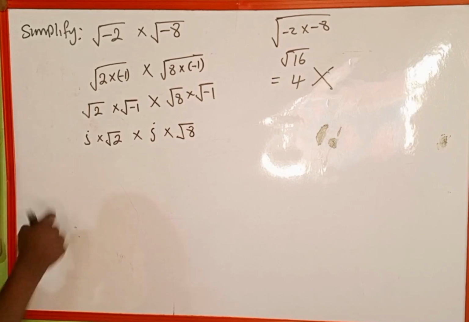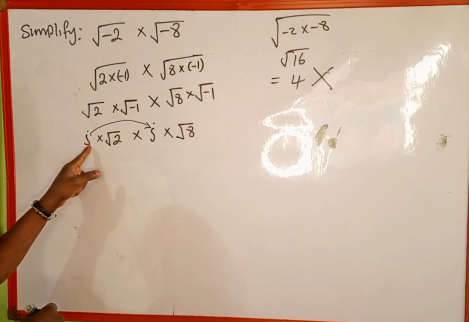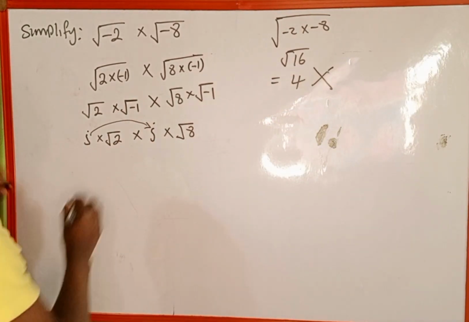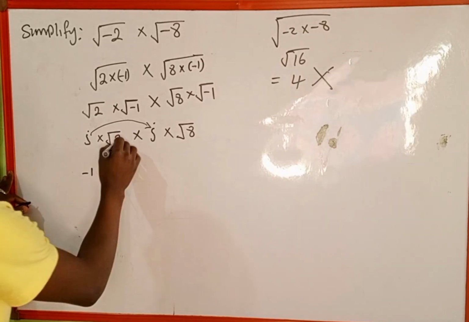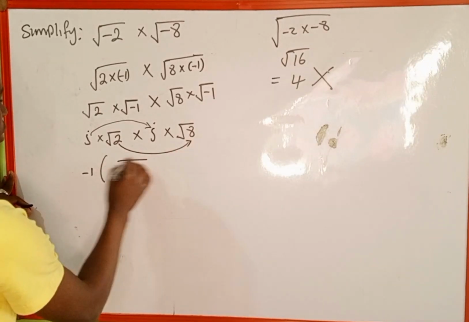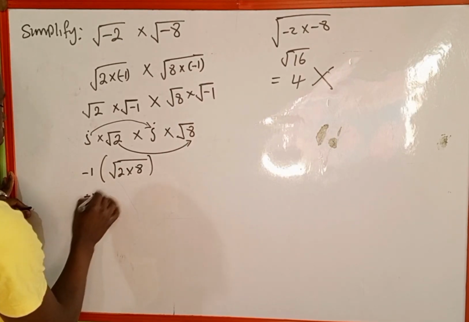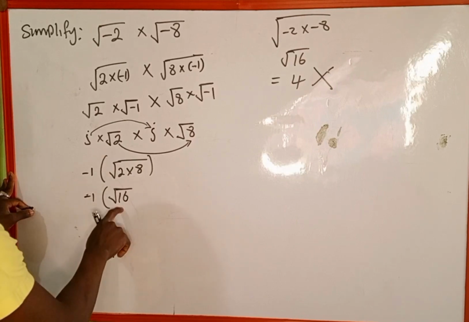Now we're going to do what? We're going to multiply this i together. And if you multiply i multiplied by i, by definition, it's going to give us -1. So we're going to have -1 and open bracket. Now we can bring these two together. We're going to have square root of 2 multiplied by 8, which is going to give us -1 multiplied by square root of 16. 2 multiplied by 8 is 16.